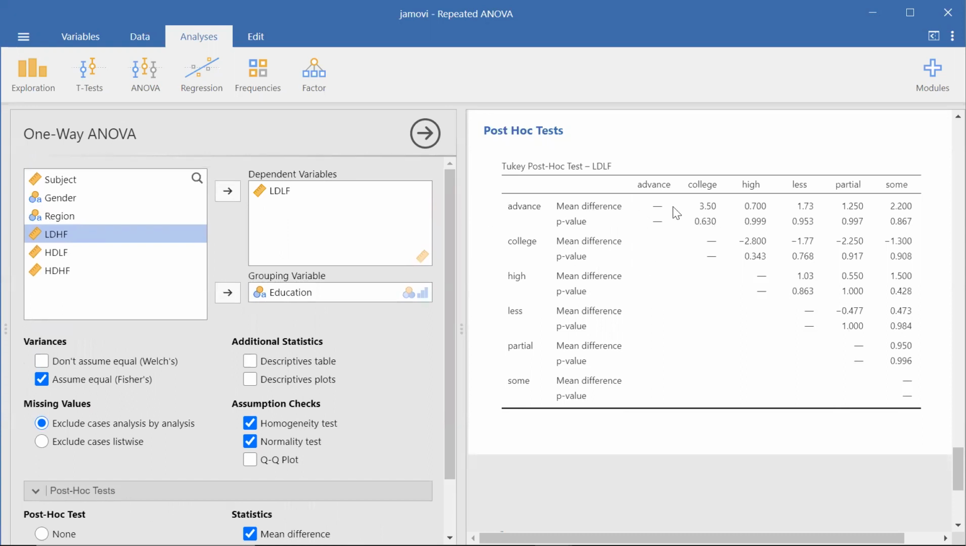So here, as you can see, the mean difference for all of these variables is quite low through observation itself: 3.5, minus 2.8, minus 1.77 for less education. And the p-value for all of these variables is more than 0.05. And that shows that there is no difference in the dependent variable and the grouping variable. Thank you.